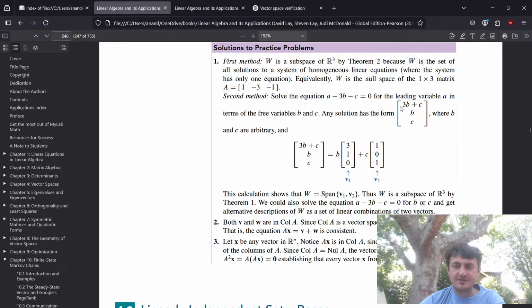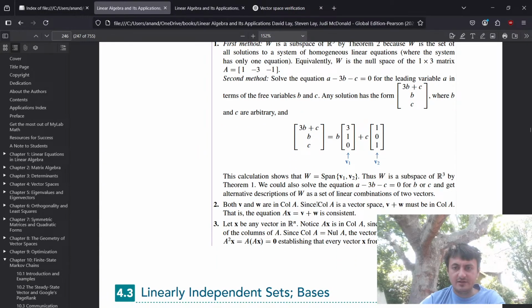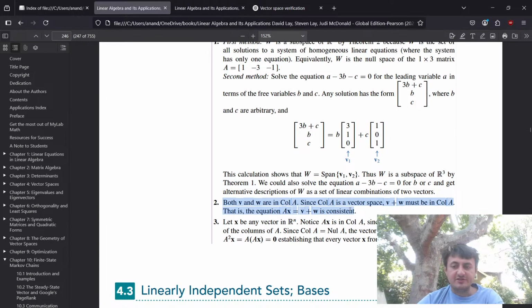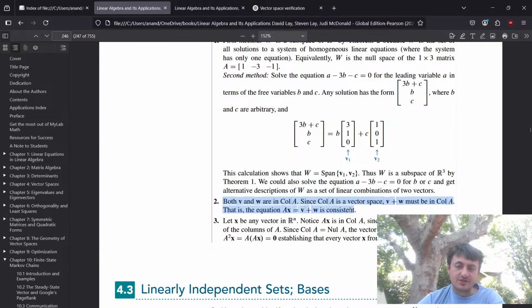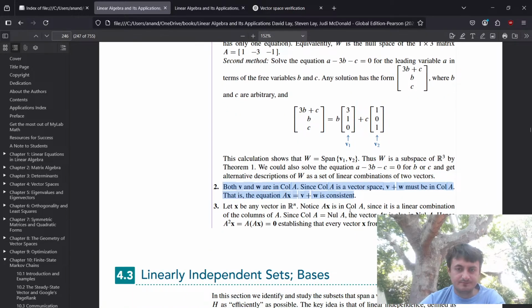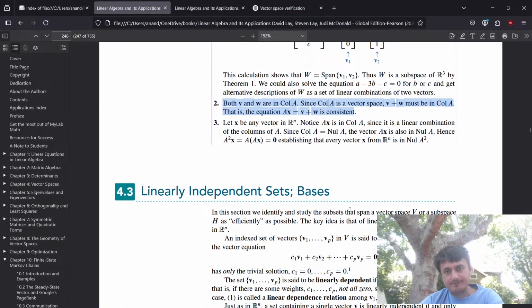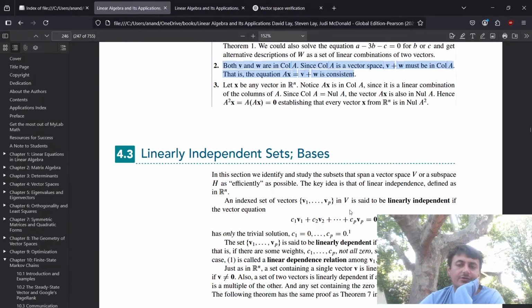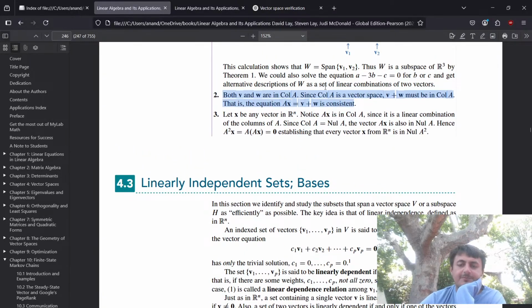Okay, let's see how they did this one. Yeah, so they did the exact same thing we did. And then, oh, they just used the fact that the column space is a vector space, and so it's closed under addition. They didn't even do the whole thing that I did. This is a better answer than mine.